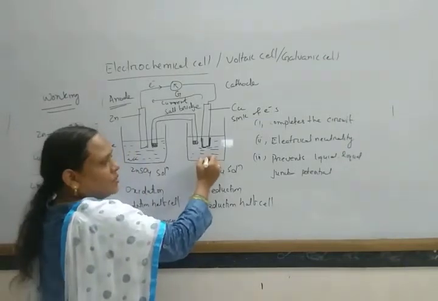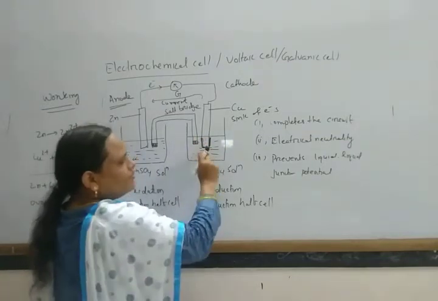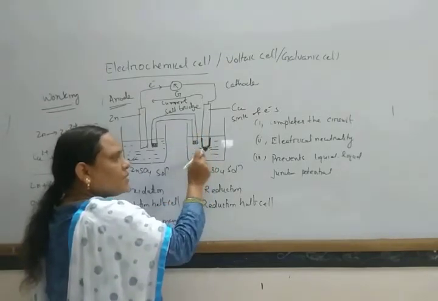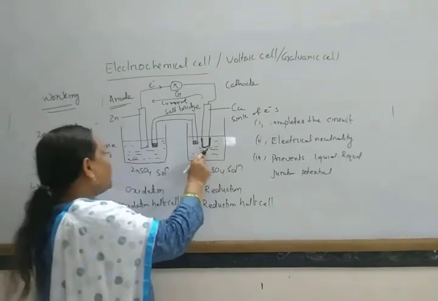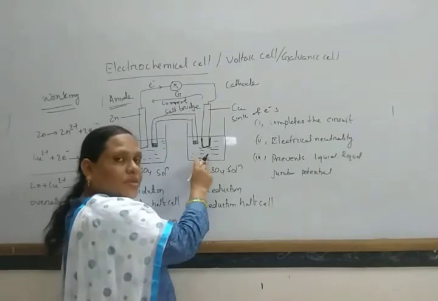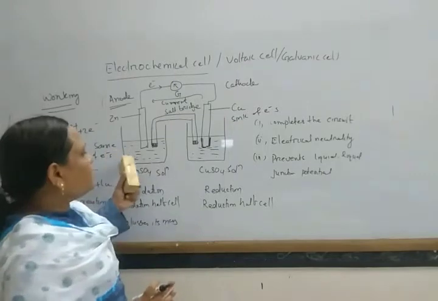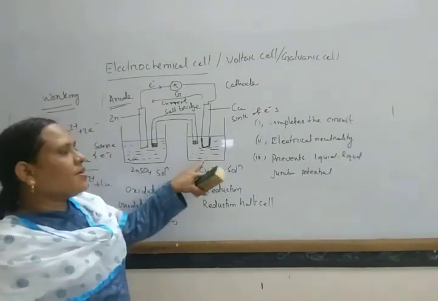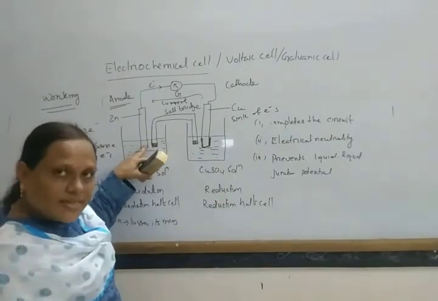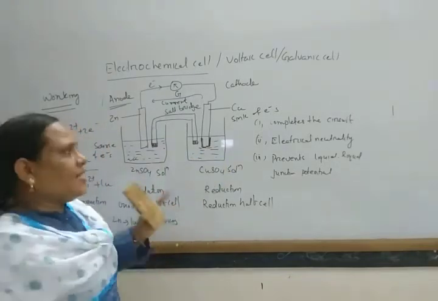And what happens to the solution? The Cu2+ ions move to here and this copper is deposited. After some time, the Cu2+ concentration here decreases. Here the Zn2+ concentration increases, and here the Cu2+ concentration decreases. So the concentration of this electrolyte increases, the concentration of this electrolyte decreases, the weight of this electrode decreases, the weight of this electrode increases. So this is the general cell reaction.